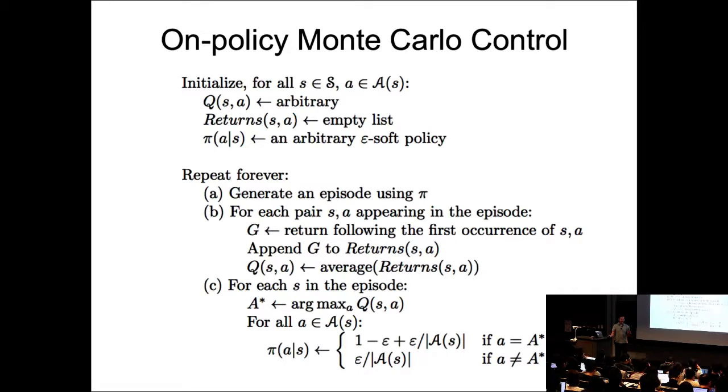Because you're basically saying, with probability 1 minus epsilon, I take the optimal action according to my Q value. With probability epsilon, I take a random action. That's all.